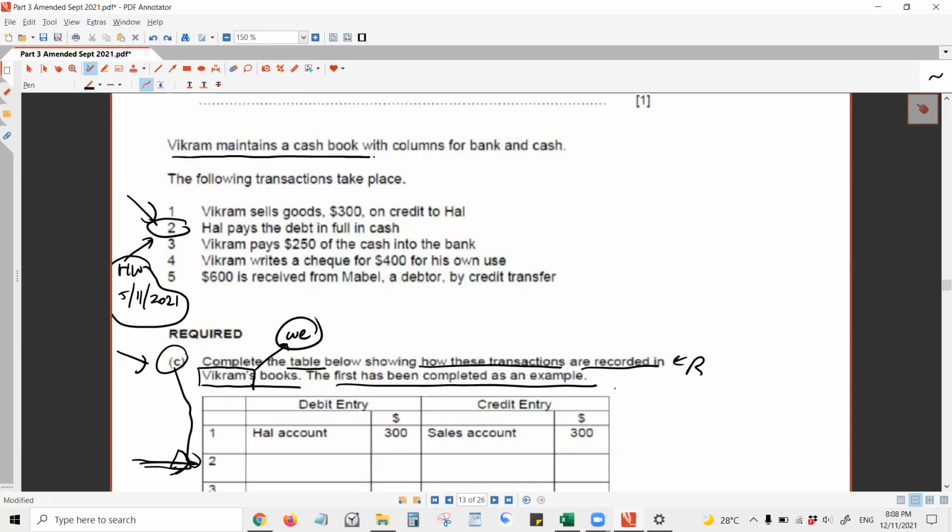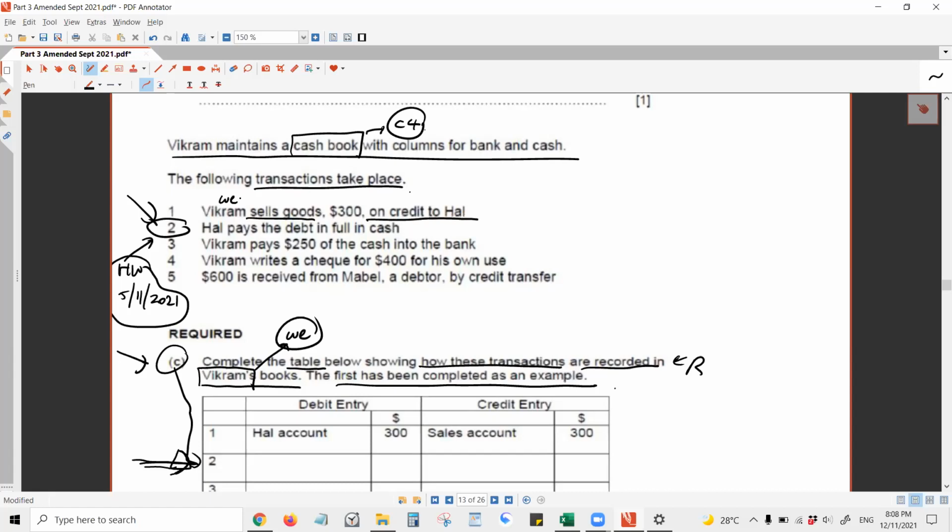Vikram maintains a cash book with columns for bank and cash. I've not taught you cash book before, but I will guide you in doing a cash book in chapter 4, okay, or we call it part 4. Following transactions take place. Vikram sells goods on credit to How? This one you have learned it with me.